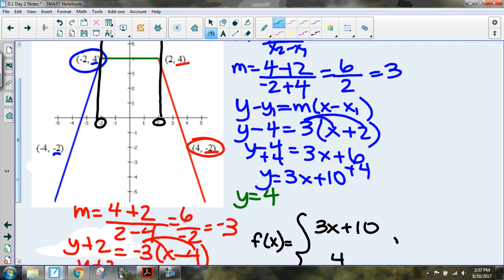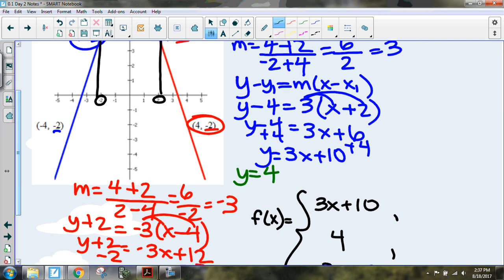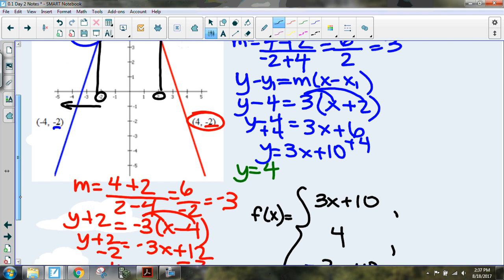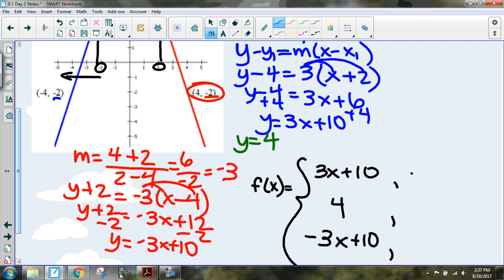For the blue line, we want all of our x values that are to the left of negative 2. So that's x less than negative 2. Now we just have to pick one of them. The next one is going to have negative 2, so we are going to either put an equal sign here or at the other spot. It doesn't matter which one, you just don't want them at both spots.